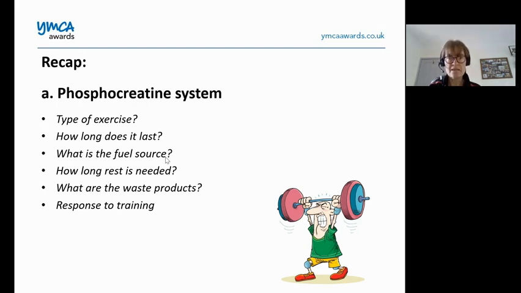What kind of exercise do we use it for? How long does that system last? What's the fuel source for that system? How long a rest do you need? What waste products, if any, are produced? And what is the response to training? What intensity do we need to train it at? So have a little go at writing those things down, see what you can remember.